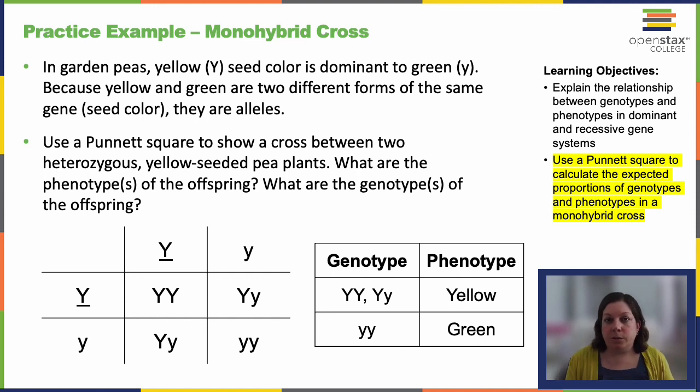So what are the phenotypes? Well, capital Y, capital Y and capital Y, little y will always produce yellow seed offspring. And little y, little y is going to be offspring with green seeds. All right, so let's look again.